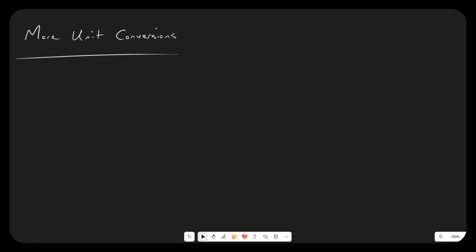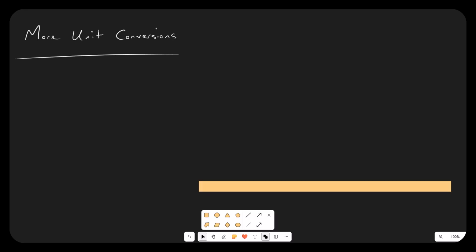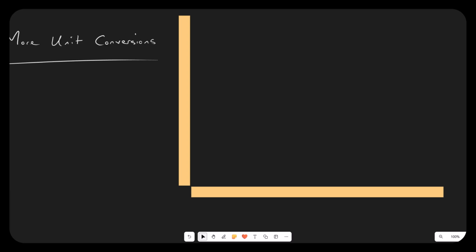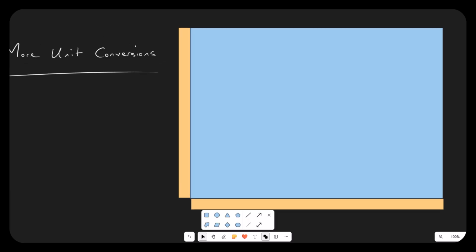So maybe I want to look at a picture. This is a meter. If I have another one of these and I put it vertically, then I can have a square meter. And there we go. So that's a meter by a meter, that gives me a square meter. The amount of space that takes up is right here. It's a lot of space.